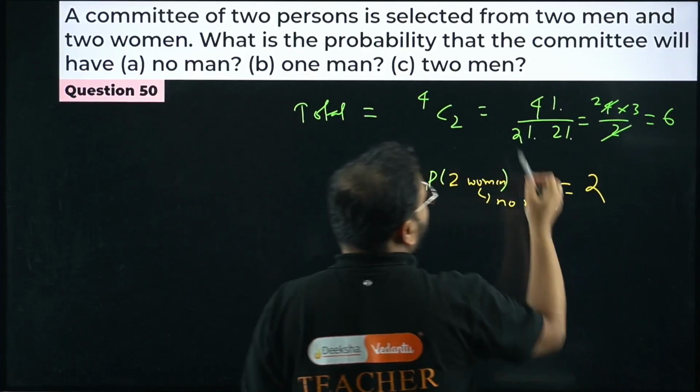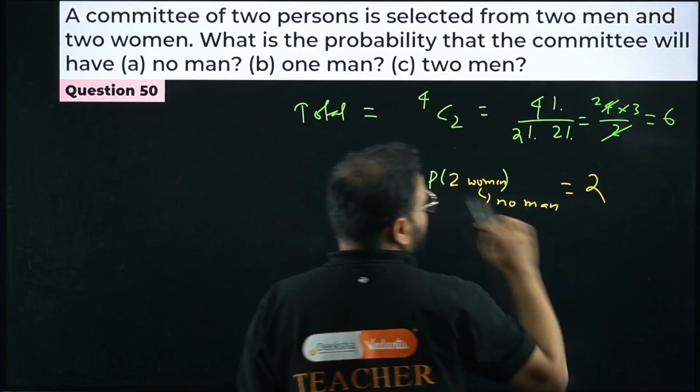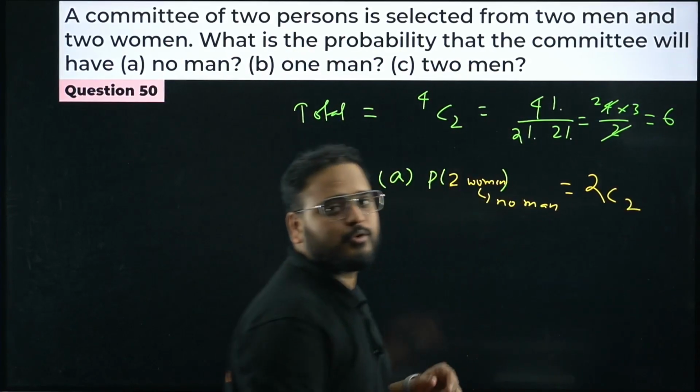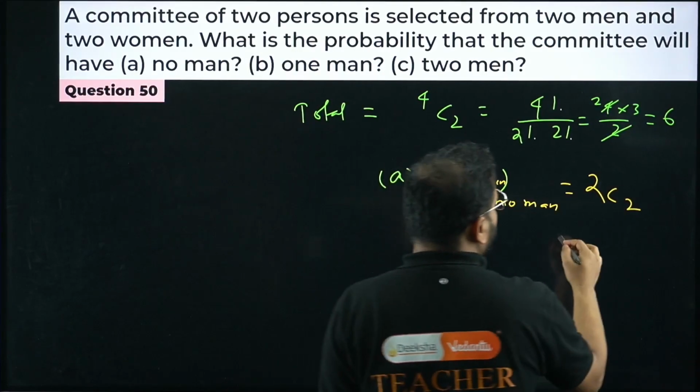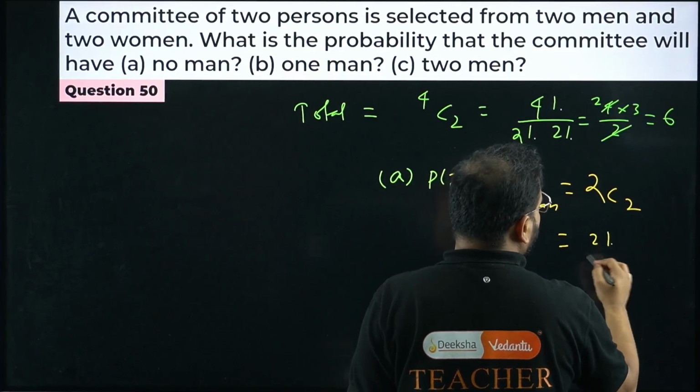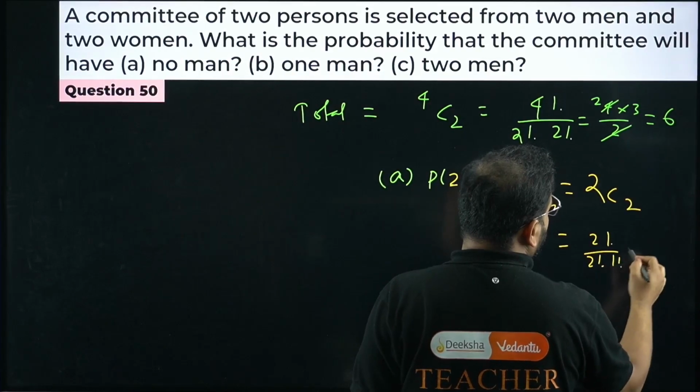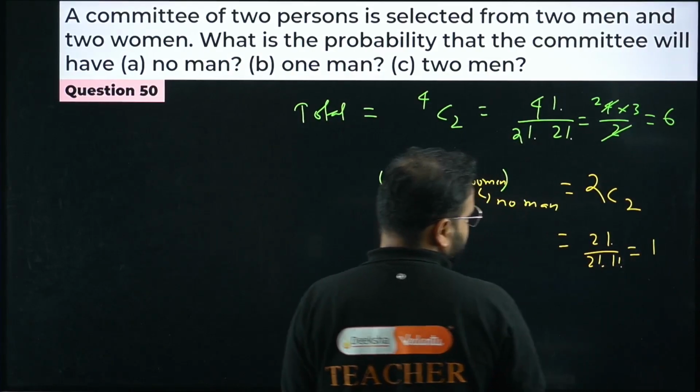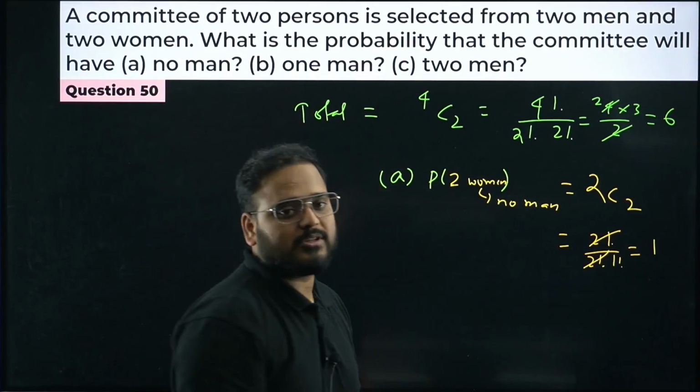From the 2 women that are there, 2 persons, we have to choose both as women only, right? So 2C2. Please check what is the way to choose it. The answer is 1 only: 2 factorial by 2 factorial into 1 factorial. Answer is 1, sir. Correct?